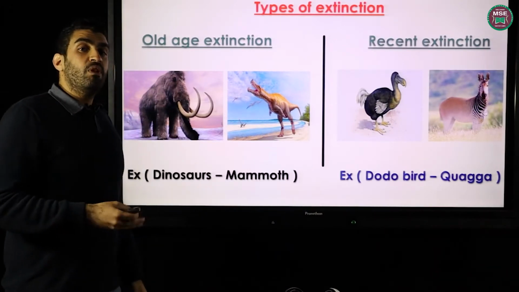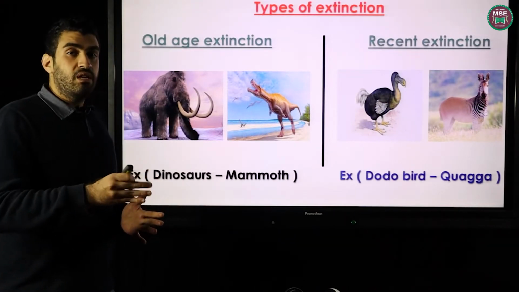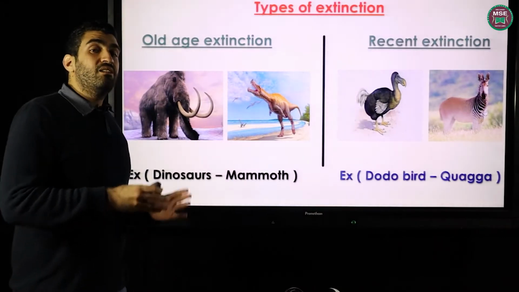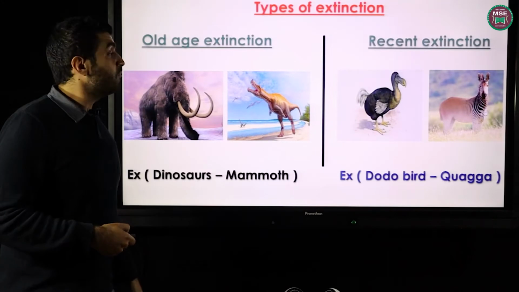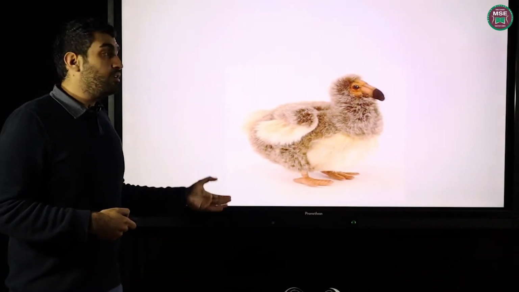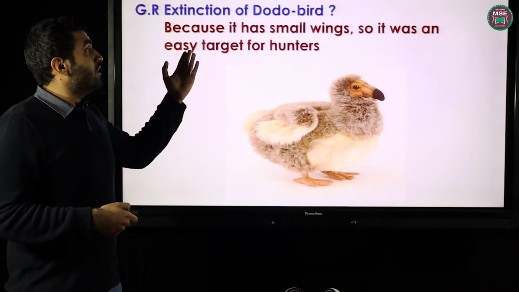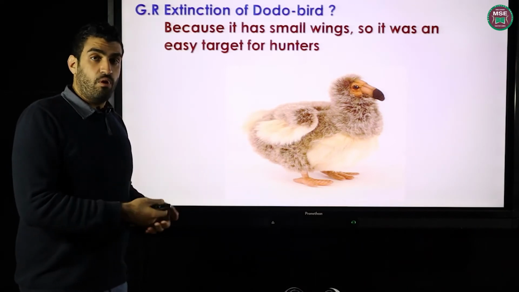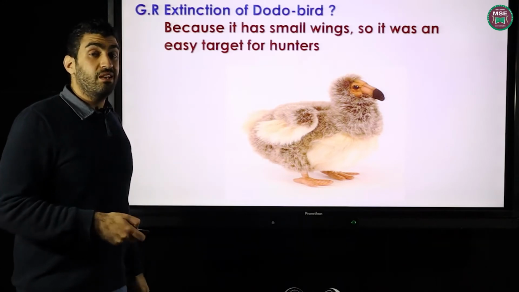If I ask you for an extinct bird in the recent age, you will say dodo bird. An extinct mammal in the recent age, you will say quagga. What is this? Dodo bird. Give reason for extinction of dodo bird: because it has small wings, as we see, so it can't fly. And it was an easy target for the hunters to be captured.